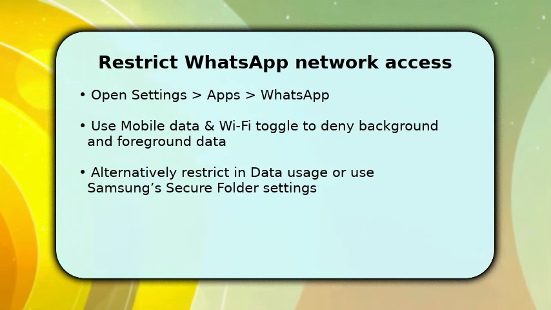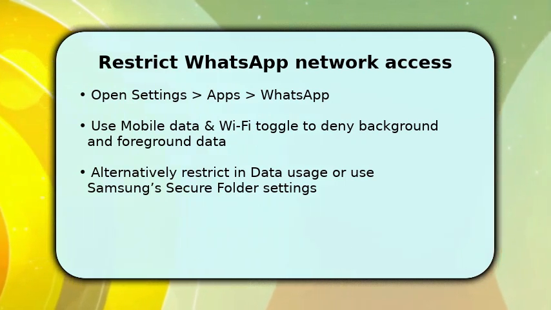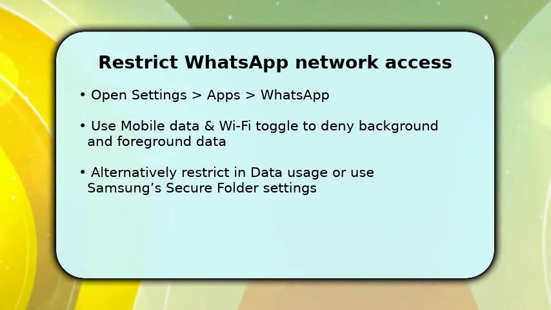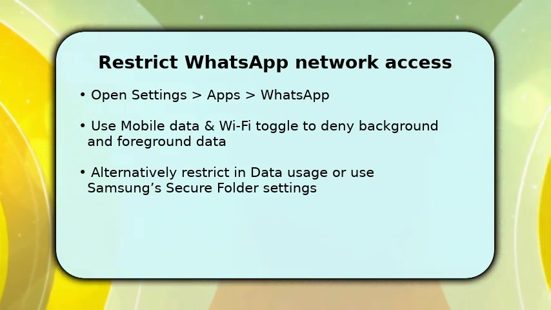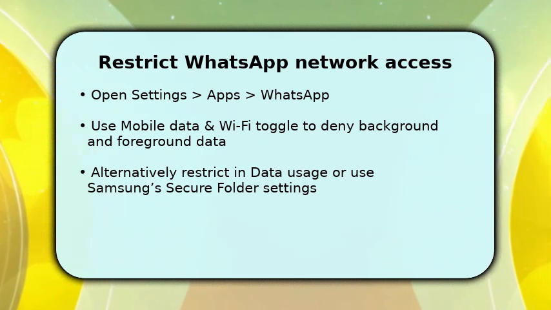Once done, consider adding WhatsApp to Samsung's secure folder or a blocked profile to isolate it. These controls are effective because they cut permissions rather than just turning off data globally.